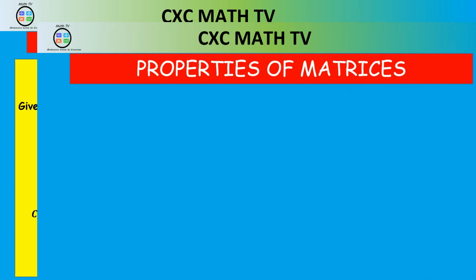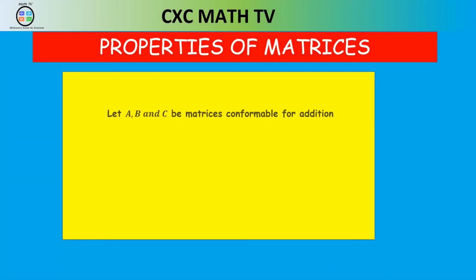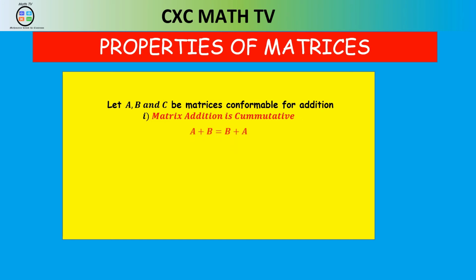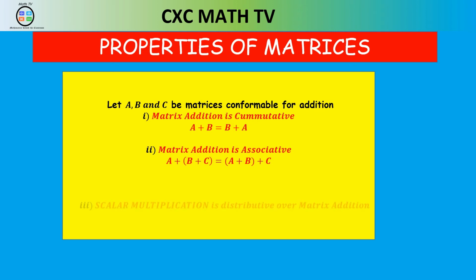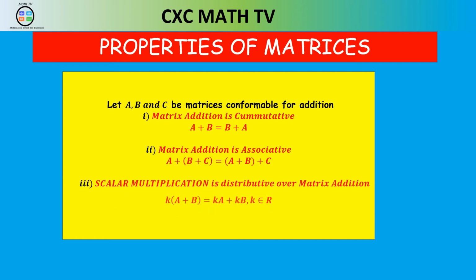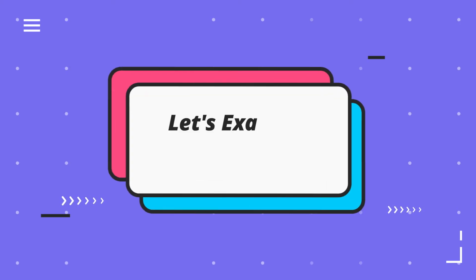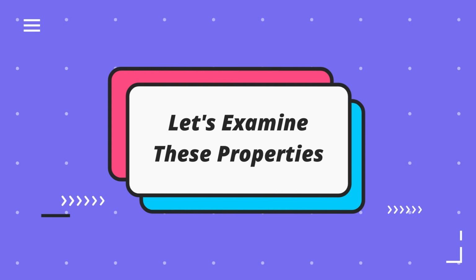Now the next property of matrices is that matrix addition is commutative, matrix addition is associative, and scalar multiplication is distributive over matrix addition. You must know these properties. So when you add two matrices, it doesn't matter the order, A + B will be B + A. Matrix addition is associative, A + B + C, it doesn't matter which two you add first. And scalar multiplication is distributive over matrix addition. Now, the best way they'll give you questions related to these properties is with examples.